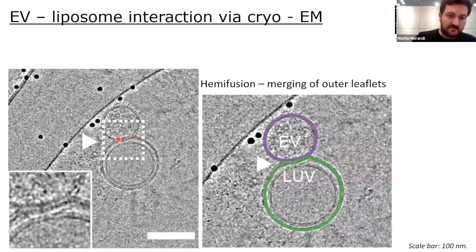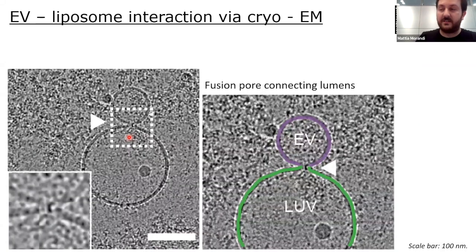And you can see that they merge together into an individual bilayer. So this is what we define as a hemifusion. And this is just mixing of the membranes. And then we see finally the appearance of the fusion pores as well. And this allows for the lumens of the two vesicles to be in contact.